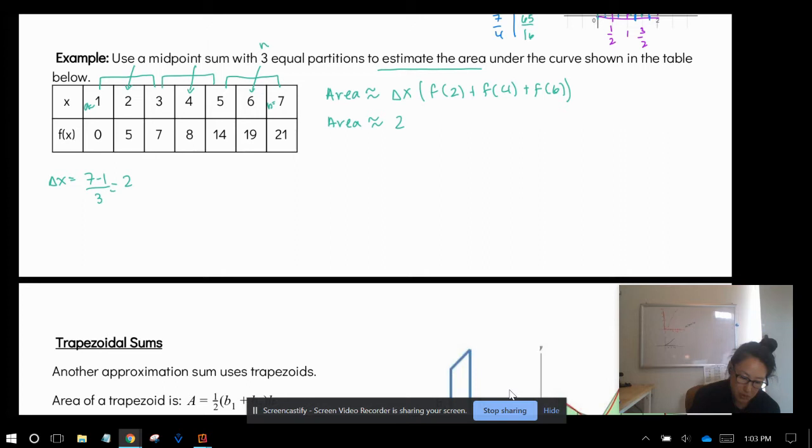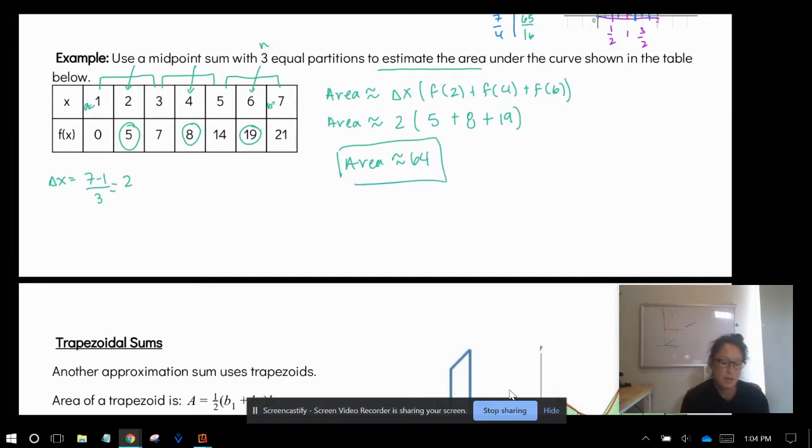And then lastly, we substitute in. The width is 2, and then the output is f of 2 is 5, plus f of 4 is 8, plus f of 6 is 19. I get area is about equal to 64. All right.